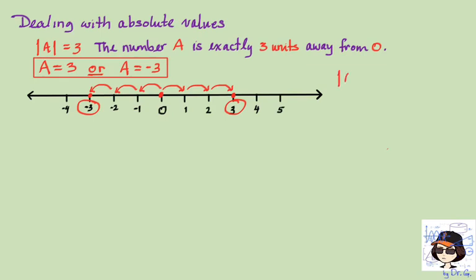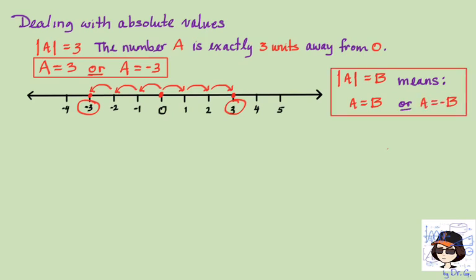So let's put this concept in a box. So what does it mean when you say absolute value of A equals B? It means A has to be B or A has to be negative B. Okay? So B is a positive number because, well, why is that? Why do we say absolute value has to be positive? It's because it's distance.